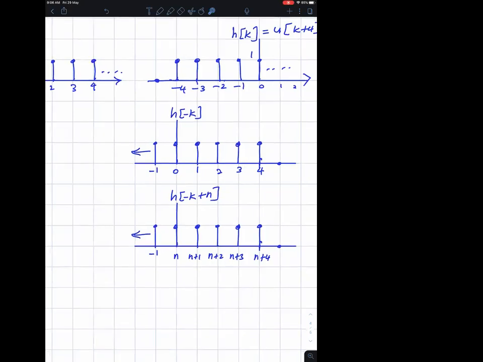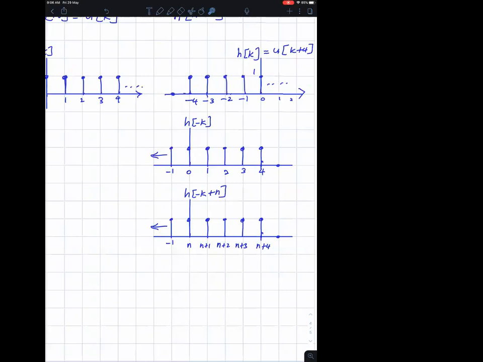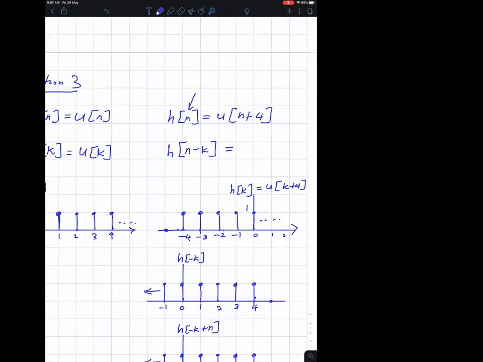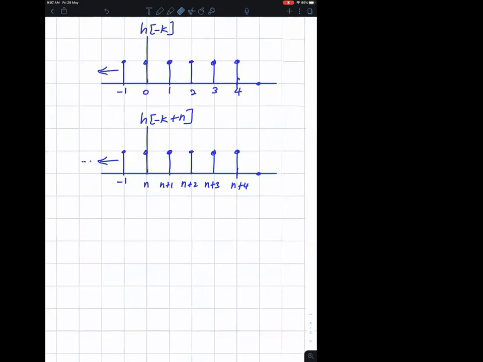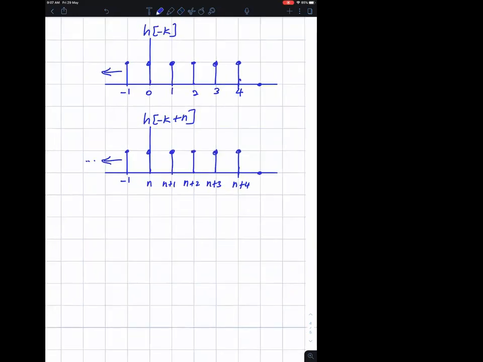This is what you need to do. We try not to do this mathematically. We do it graphically. We're going to slide this through x of k. I'm going to take this and slide this way.